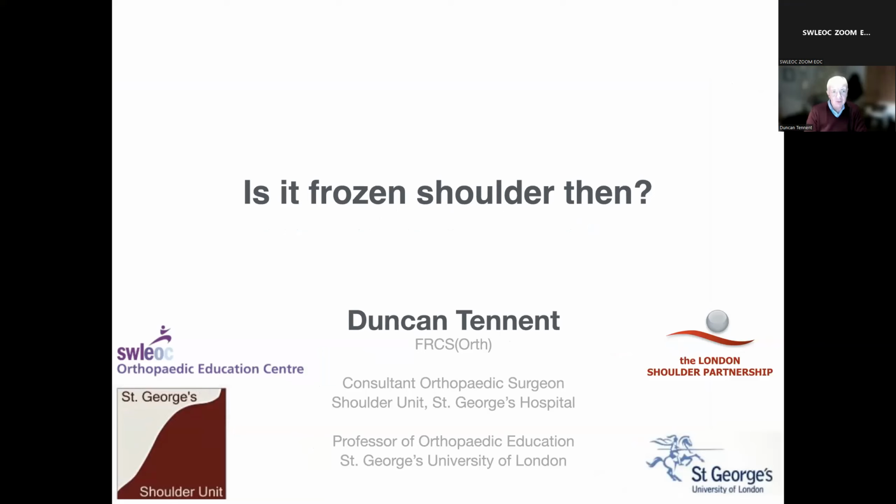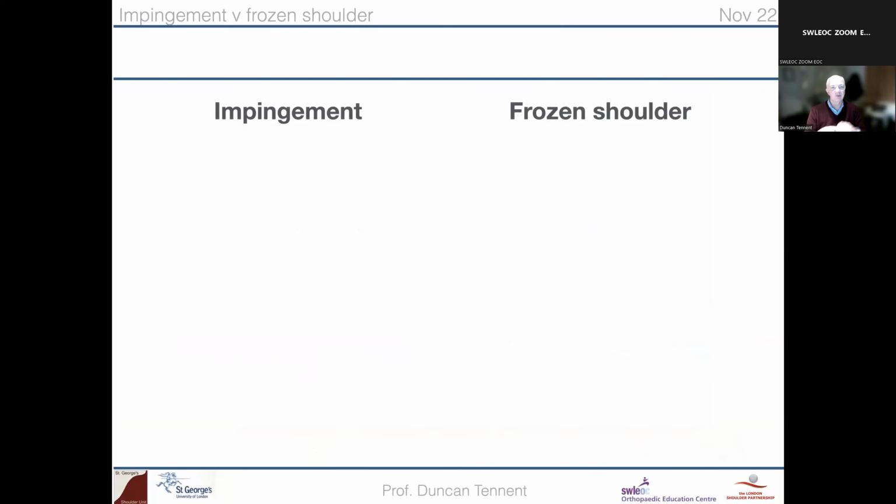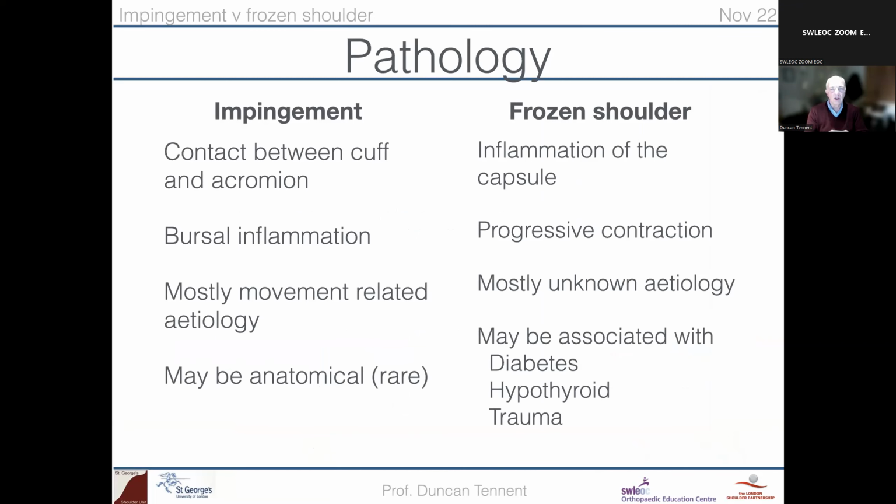So the question then, is it frozen shoulder? We're going to look at these two things and run them side by side and see if we can work our way through it. Going right back to the pathology: with the rotator cuff, we're talking about the supraspinatus, and with impingement, you get contact between the top of the rotator cuff and the underside of the acromion. That gives you bursal inflammation, and you get that classic pain.